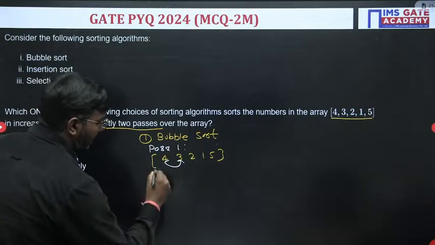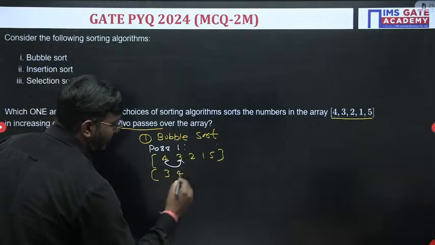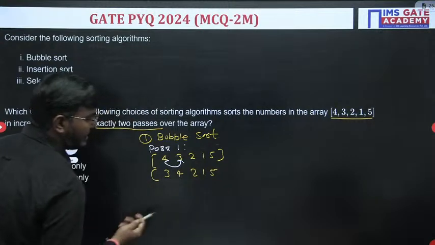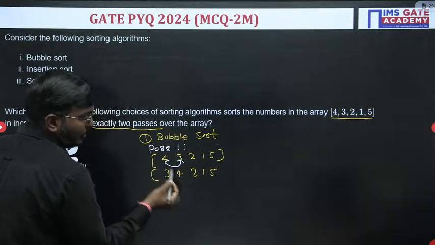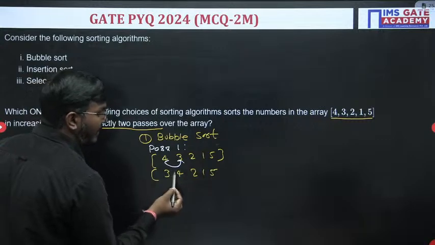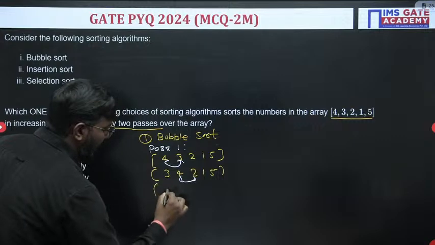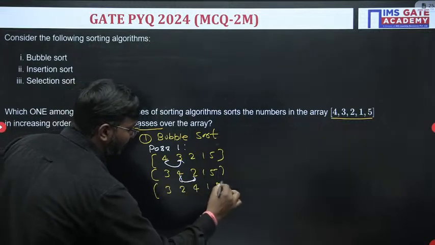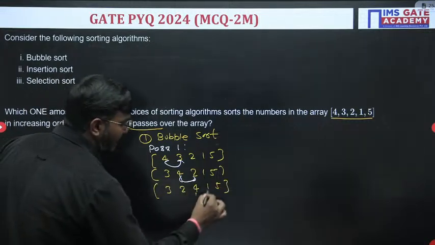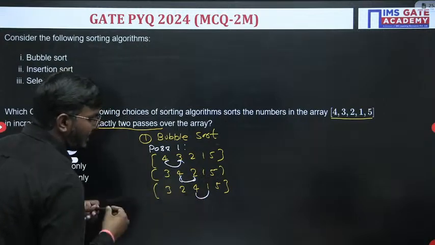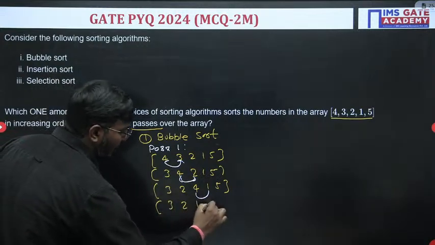Here it will be 3 and 4, 2, 1 and 5. Then the second element and third element get compared. Again they will be swapped, so we have 3, 2 and 4, 1 and 5. Then the third and fourth get compared. If it is bigger, it is swapped again, giving 3, 2, 1, 4 and last is 5.